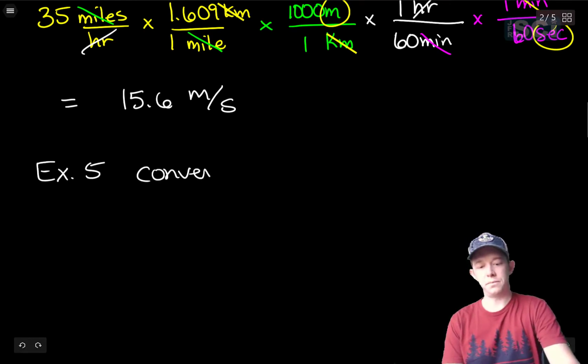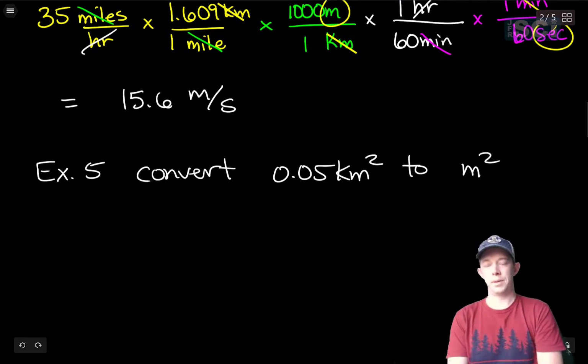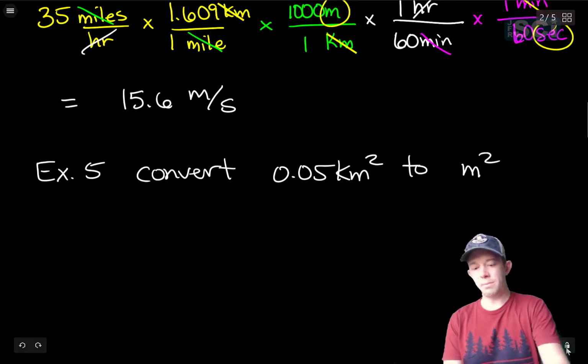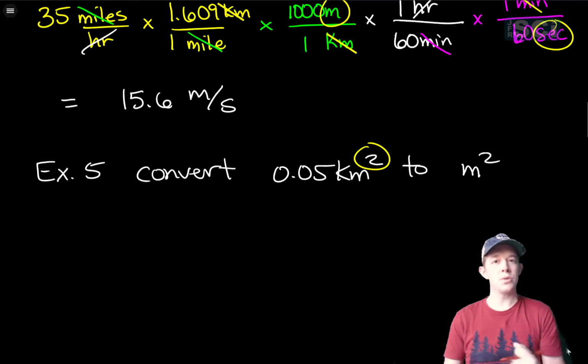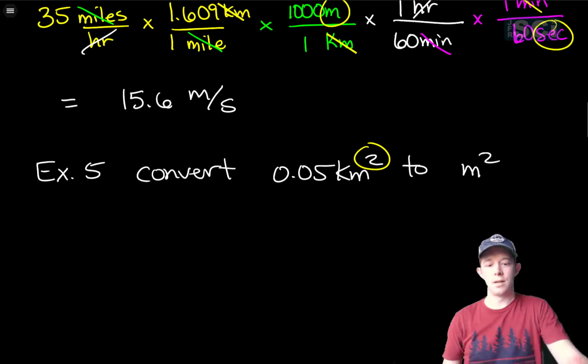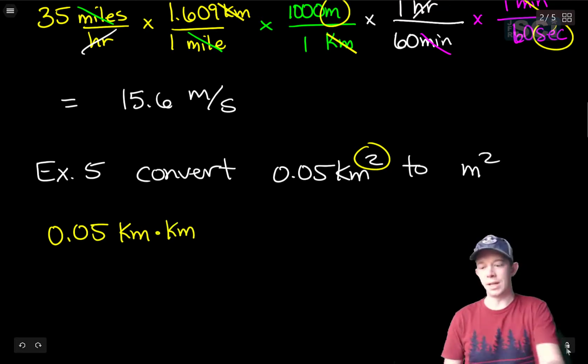Okay, so let's say I have an example here. Convert 0.05 kilometers squared to meters squared. Okay, so with this, because of the squared, that means it's actually kilometers times kilometers. So I actually have to do the conversion twice. So we'll start with 0.05 kilometers squared, and I'm going to write it as multiplied by kilometers, just so we see what we're doing here.